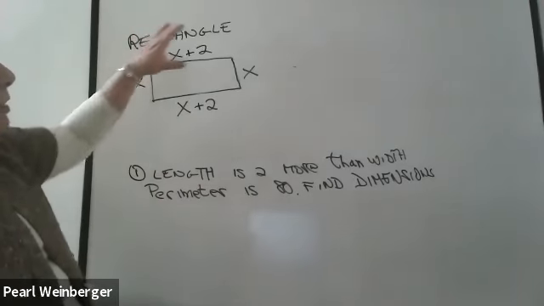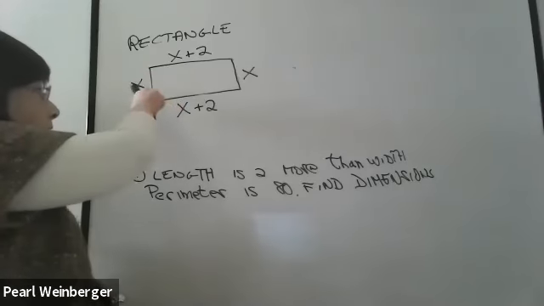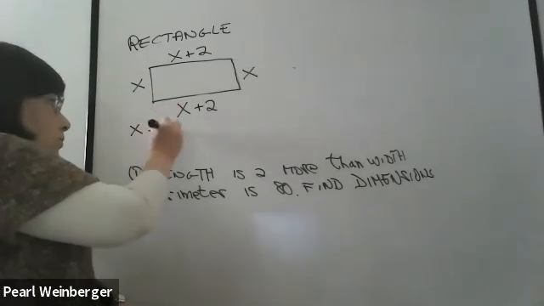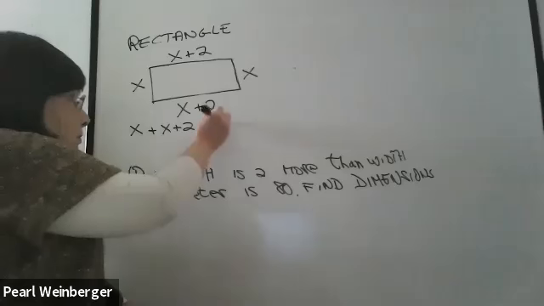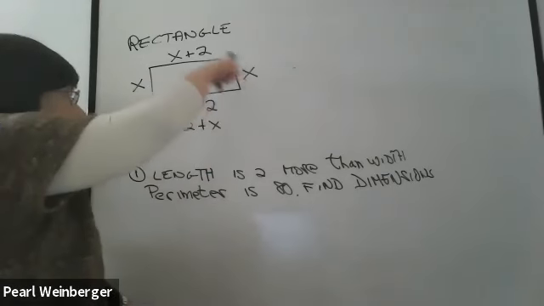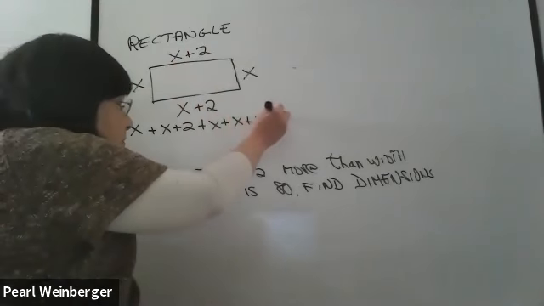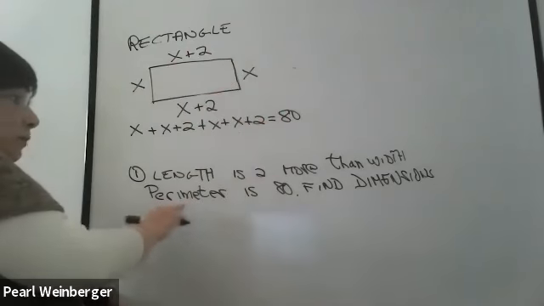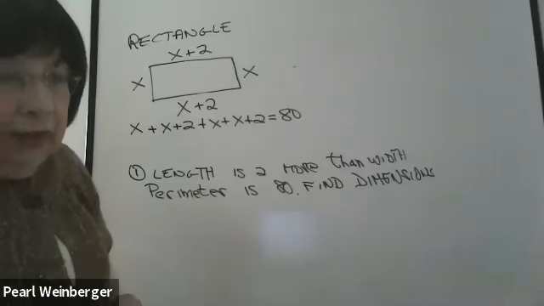So the perimeter in this case is, well, let's see what the perimeter is going to be. The perimeter is going to be the x plus the x plus 2. I'm adding all the 4 sides plus the x. I'm going 1, 2, 3. I'm up to here, plus x plus 2. This has to equal 80 because the perimeter is 80, means all 4 sides are adding up to 80.